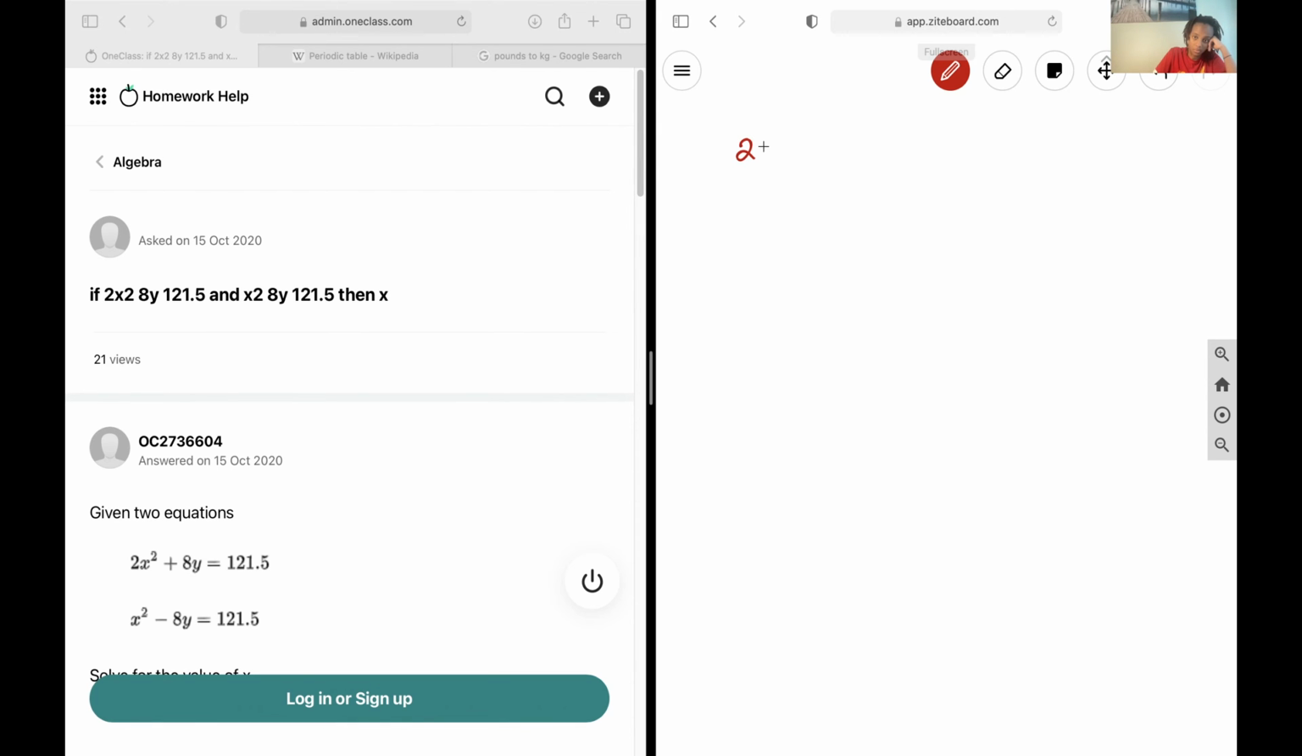Here we're given 2 equations. We have 2x squared plus 8y is equal to 121.5. And additionally, we have x squared minus 8y is equal to 121.5. How we're going to do this is we're going to add these two up. The two 8y's are going to cancel.